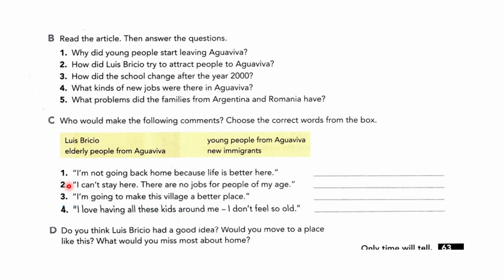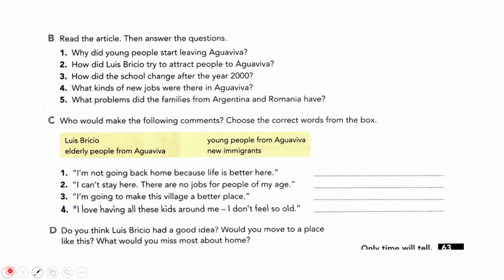Who said that? Luis Bricio, elderly people from Agua Viva. Luis Bricio. Okay, Luis Bricio. And the last one is: I love having all these kids around me. I don't feel so old. That is the one remaining, right? Elderly people from Agua Viva.